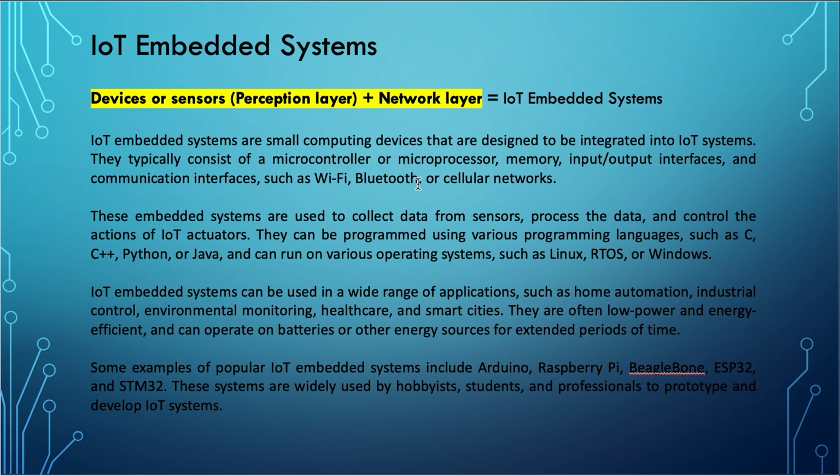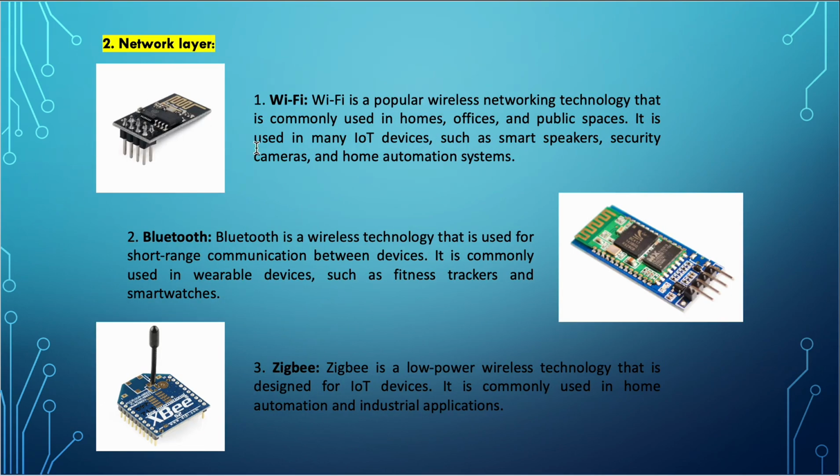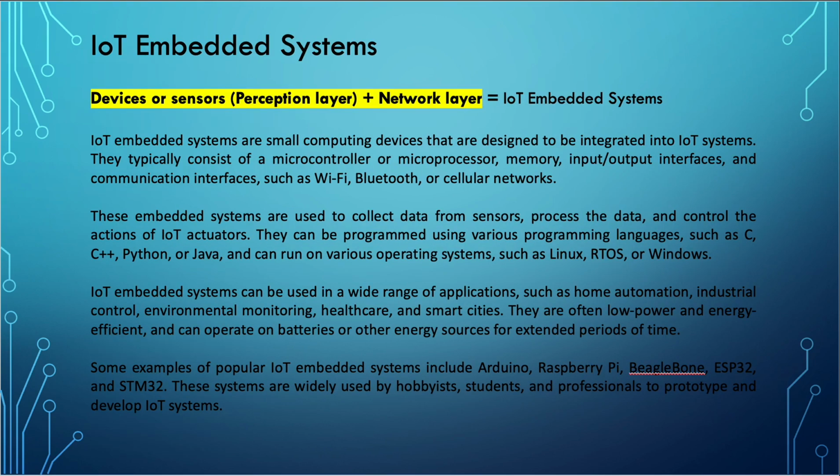That means in these computing devices, Wi-Fi chips, Bluetooth chips or Zigbee or whatever the communication solution is already embedded in the system itself or the motherboard itself. These embedded systems are used to collect data from sensors, process the data, and control actions of IoT actuators.